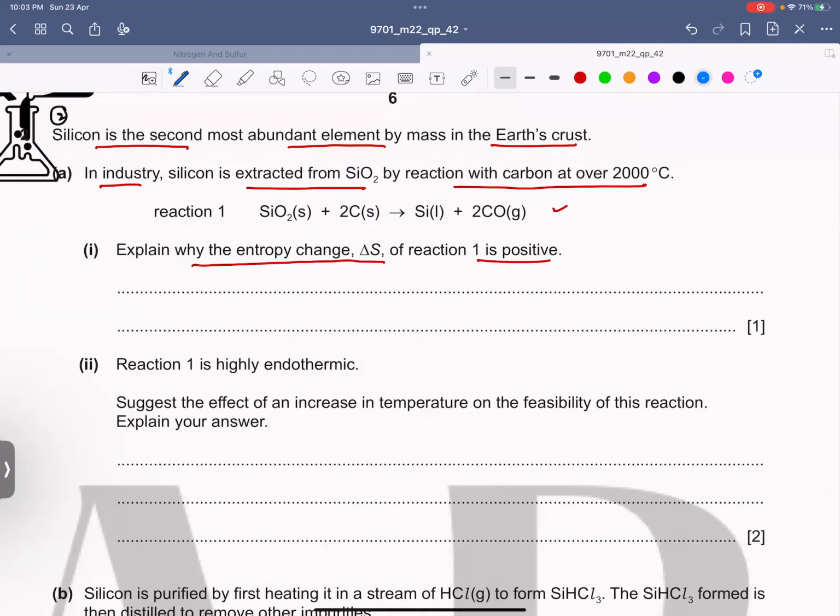It's changing to liquid and gas from solid. Okay, good. The randomness in the system is going to increase. The number of gas molecules increase. Yes, the number of gas molecules are increased, or the gas and a liquid is forming from the solids.